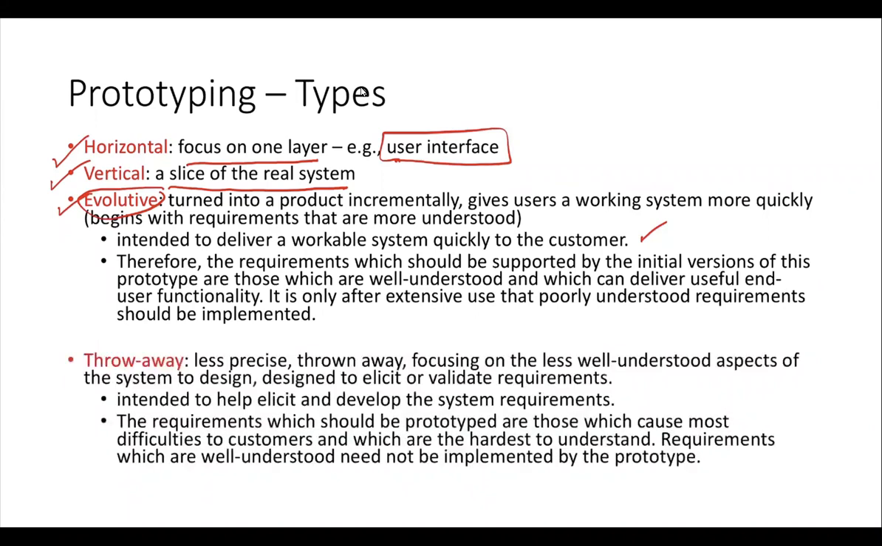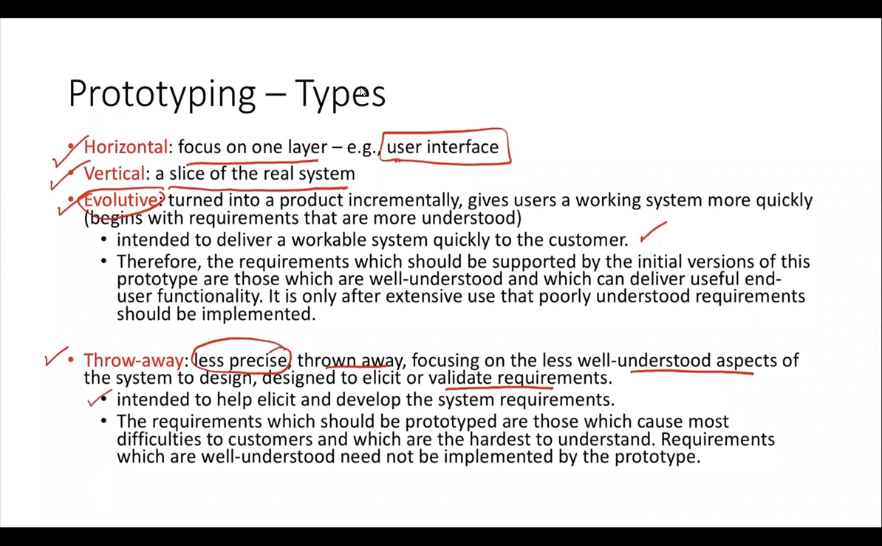And the last type of prototyping is called the throwaway prototype. It is considered a less precise model. That means we throw away just a model. It focuses on the less well-structured aspects of the system to design. And the prototype is only designed to elicit or validate requirements. The throwaway prototype is intended to help elicit and develop the system requirements. It doesn't give you a product. It just helps elicit and develop the system requirements.